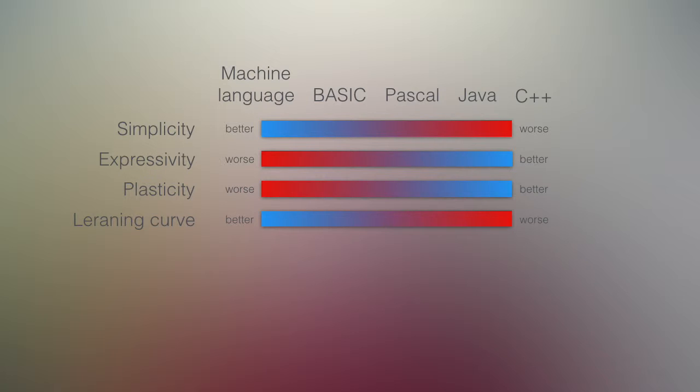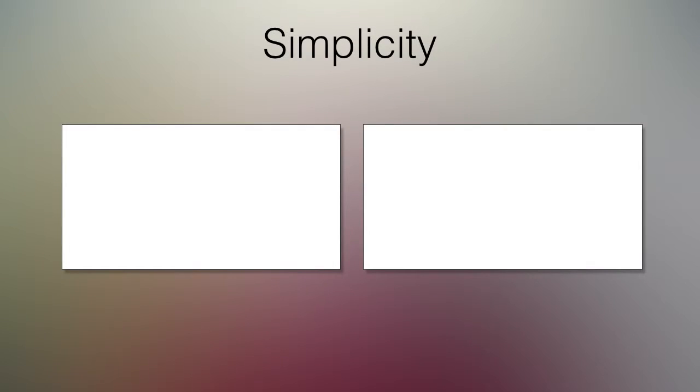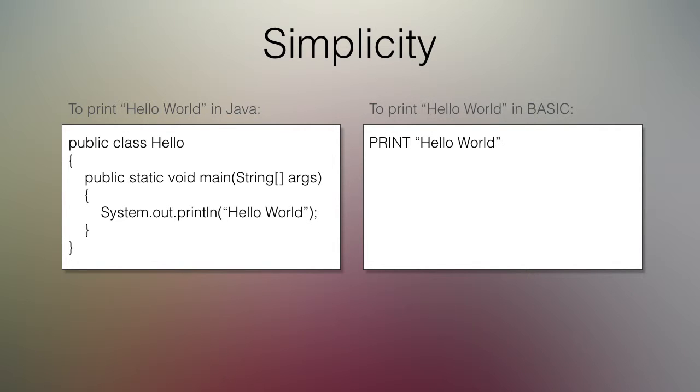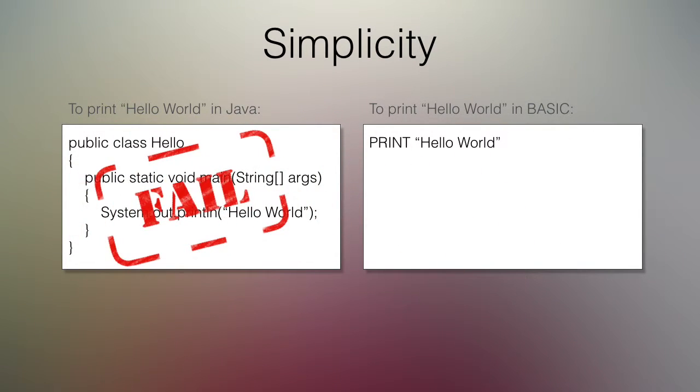So, where is Redux in this graph and how should it be positioned? To answer that, let me first show some examples that have guided my decisions. Let's start with simplicity. As an example, to print hello world in Java, you need to type in this code. There is quite a bit of extra stuff there to get the work done. In comparison, the corresponding program in BASIC looks like this. Clearly, one of these is simpler than the other.